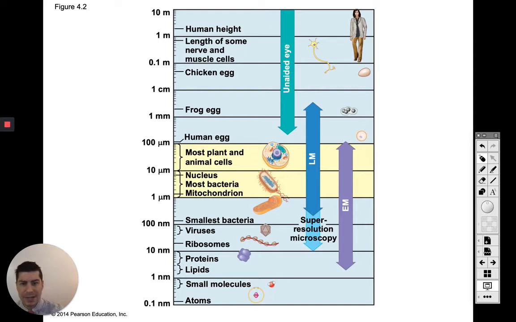So here is a picture of what we can see with the light microscope. You can see between 1 and 100 micrometers. That's what we can see with our light microscope. That's our plant cells and everything like that. Okay. Anything above that we can see with the unaided eye. We don't really need a light microscope unless we're going to want to zoom in. And then we'll talk about these ones later on with the electron microscope.